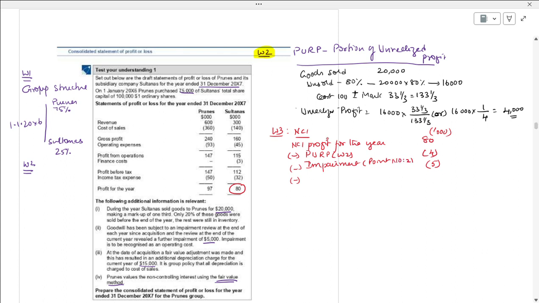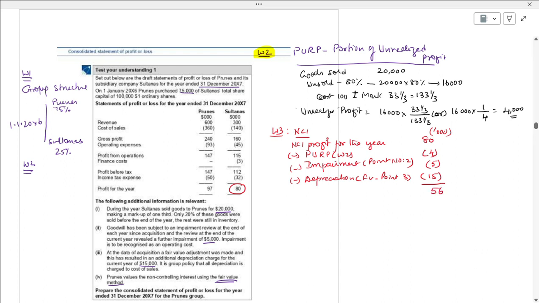Okay, point number 2. You have a depreciation, fair value. Is that depreciation, fair value? Point number 3. Okay, point number 3. How much is the depreciation? 15. How much you will get? 80 minus 4 minus 5, minus 15, 24. 80 minus 24, 56.